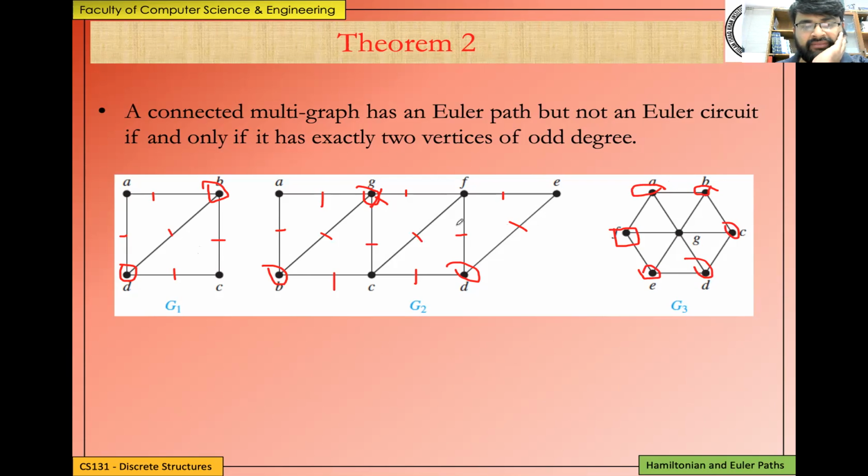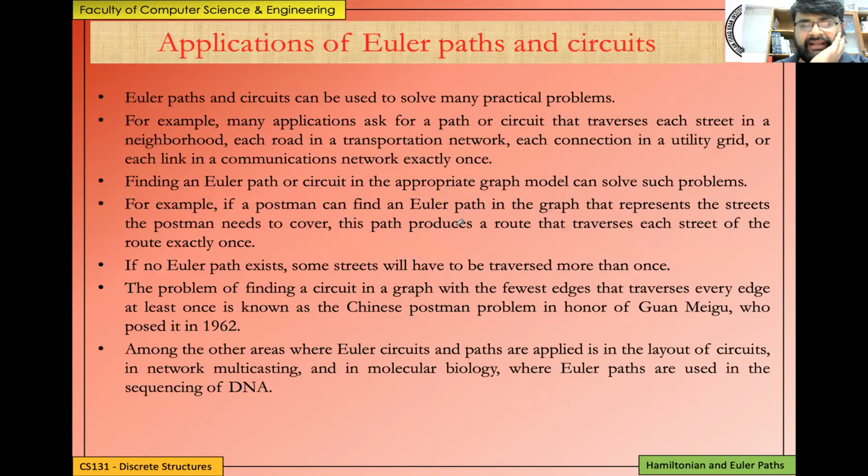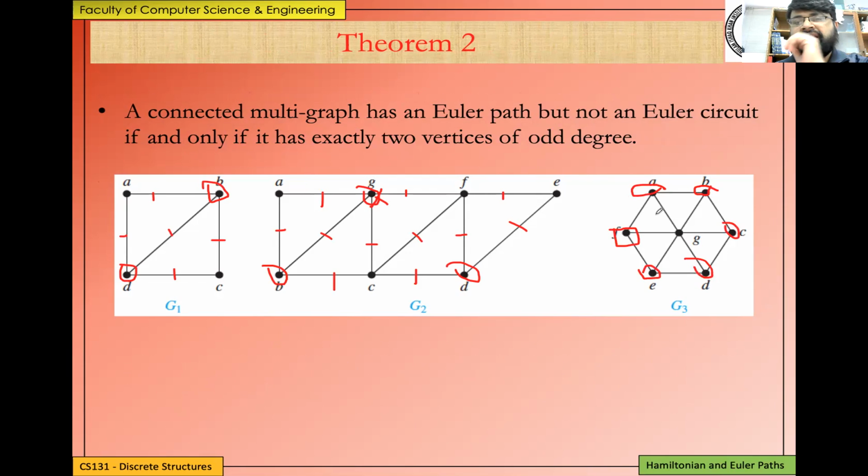And why is that happening? We'll see. That was because this one does not contain exactly 2 vertices of odd degree. It contains 6 vertices of odd degree, or even more. 1, 2, 3, 4, 5. Yeah, so this one is even degree, but the rest are all odd. So G3 does not contain any Euler circuit or Euler path.